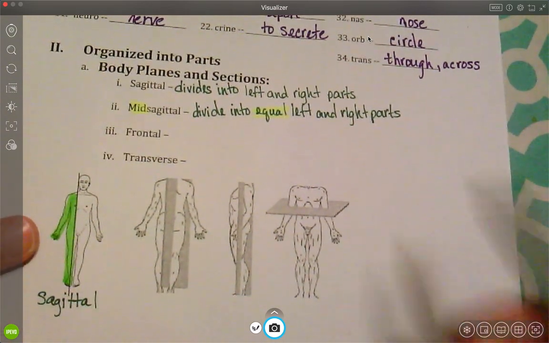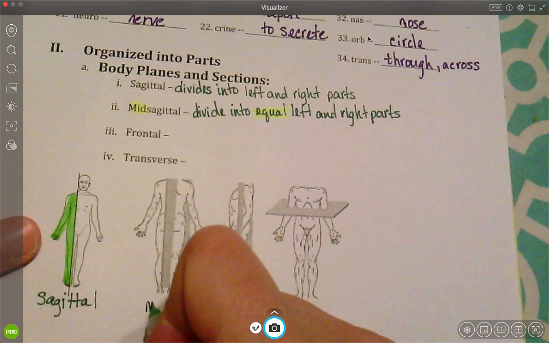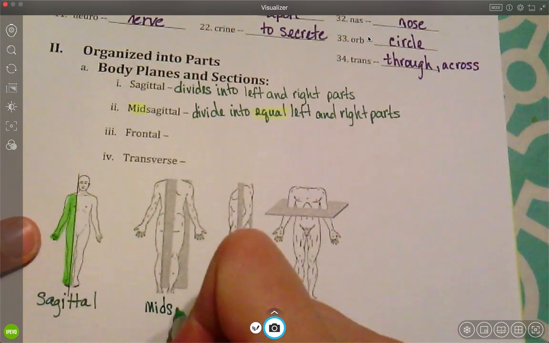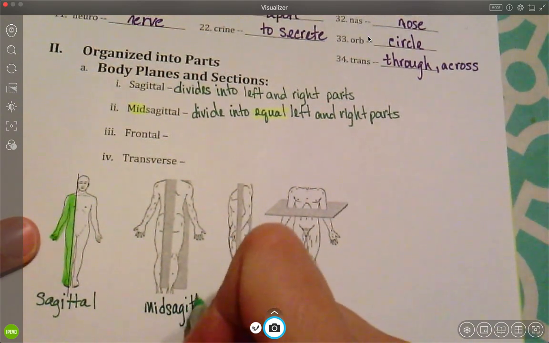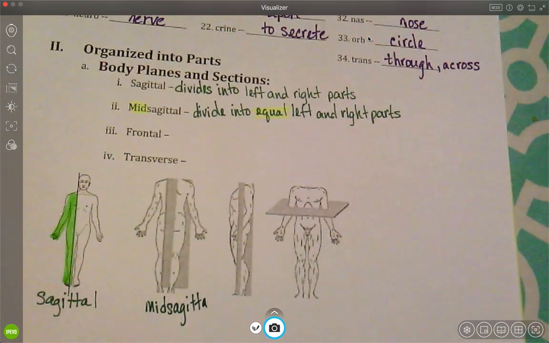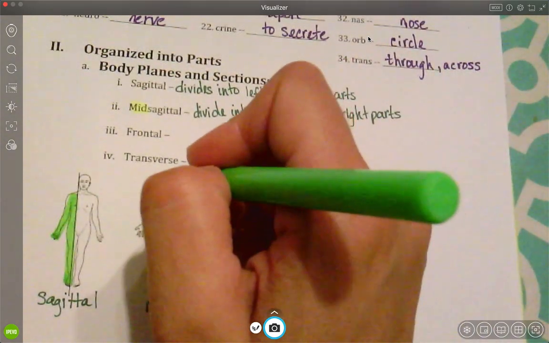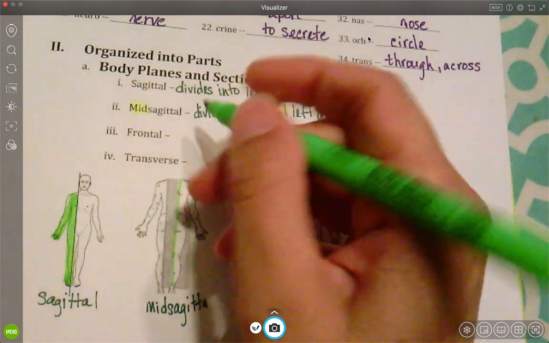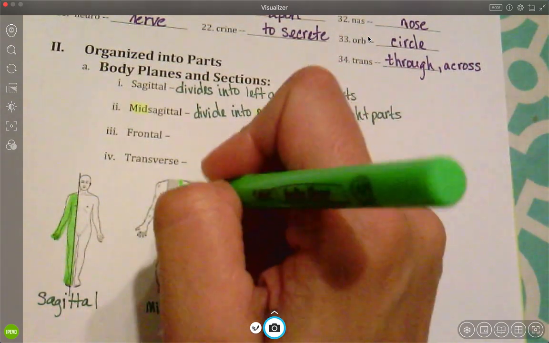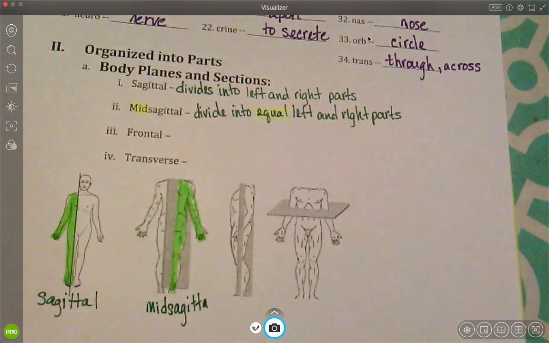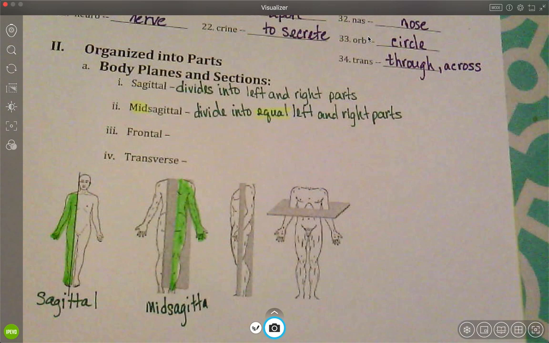And then let's label our picture as mid-sagittal. And again, I'm going to color so that we understand that we're talking equal left and right halves. Okay, one side separate from the other.